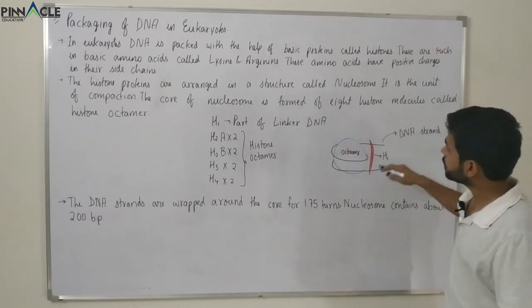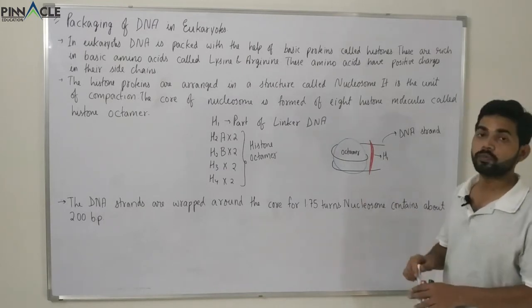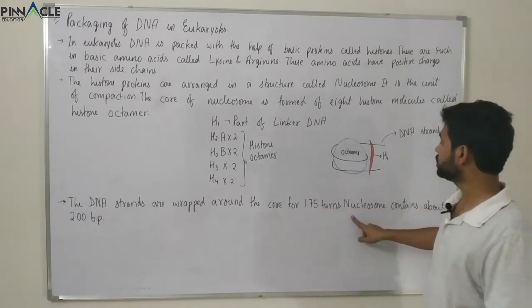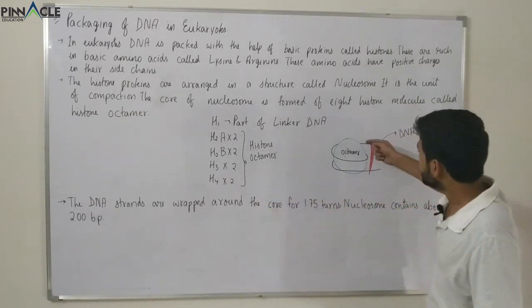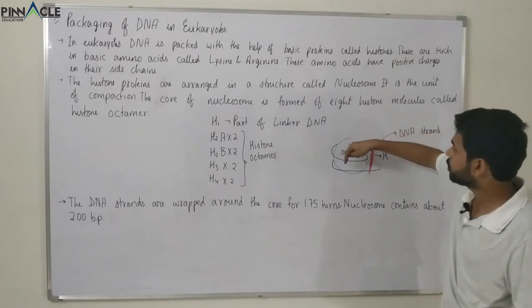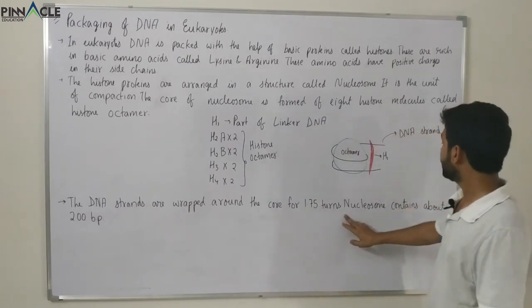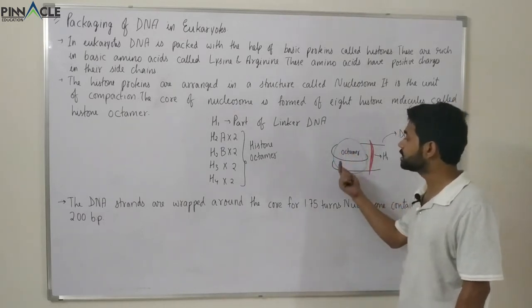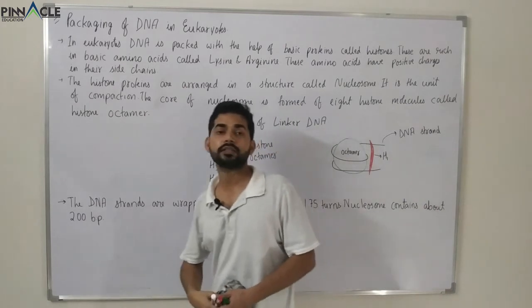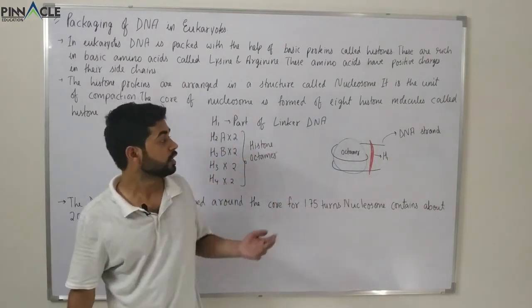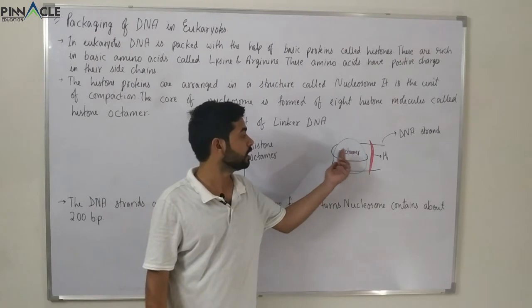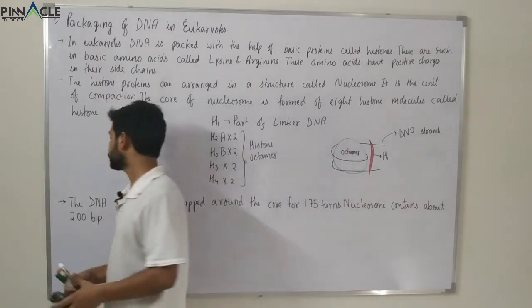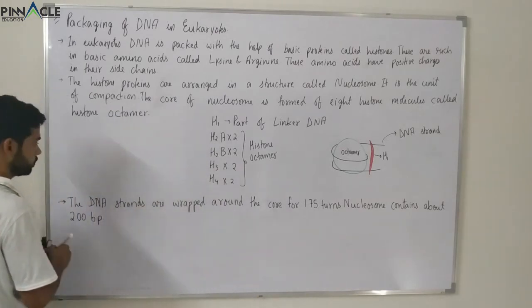So in this nucleosome, what happens is that approximately 1.75 turns of DNA occur. That is, DNA comes and it revolves around this for 1.75 turns, and the nucleosome contains about 200 base pairs. Since DNA strands are over here, the DNA strands will also contain base pairs. So approximately there are 200 base pairs in a nucleosome.